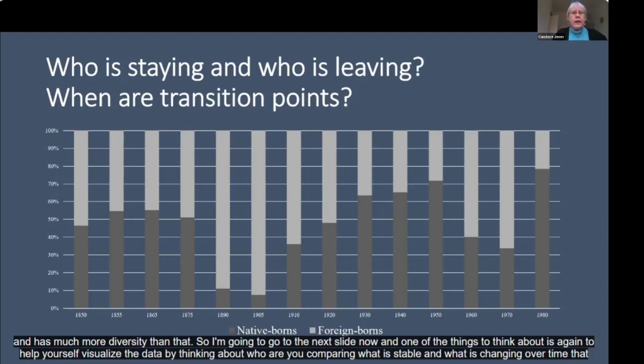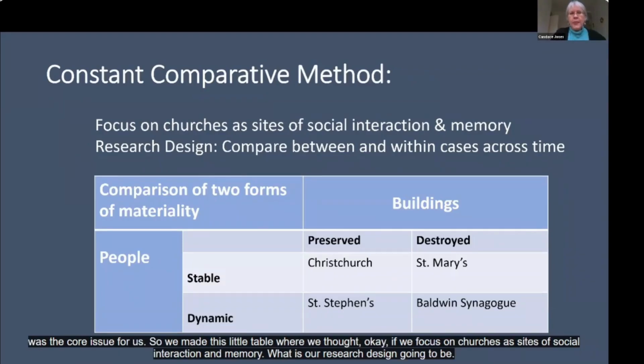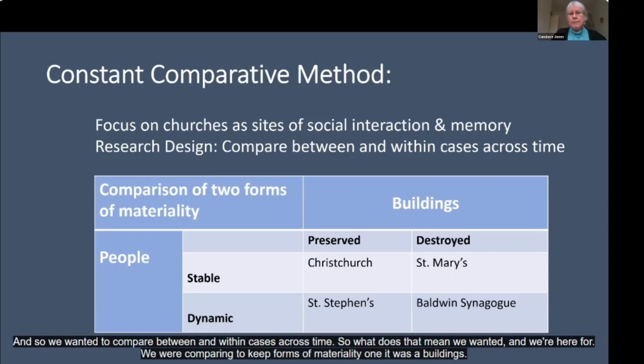So I'm going to go to the next slide now. And one of the things to think about is, again, to help yourself visualize the data by thinking about who are you comparing, what is stable and what is changing over time. That was the core issue for us. So we made this little table where we thought, okay, if we focus on churches as sites of social interaction and memory, what is our research design going to be? And so we wanted to compare between and within cases across time. So what does that mean?